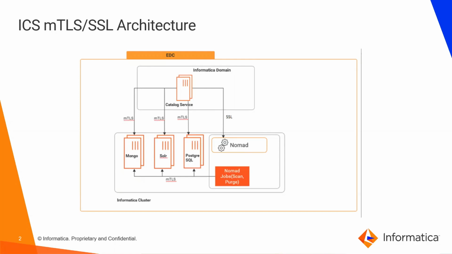Because of that, we need to generate a separate set of certificates which will be specifically used by Mongo, Solr, Postgres, Nomad to interact with the domain. The existing CA-signed or self-signed certificate will still work for the Informatica domain services like EDC, DPM, EDP, Analyst Tool, DIS. Only for the services running on the Informatica cluster machine like Mongo, Solr, Postgres, Nomad, the existing certificates will not work. So we need to generate a separate set of certificates for these.